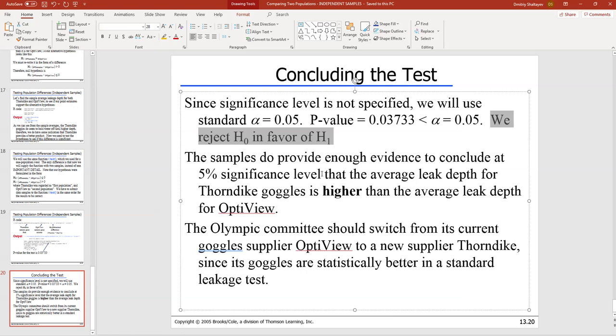I went about 15 minutes over my self-imposed limit, but I guess that's okay. In the next lecture we're going to look at an example where the data, numerical data again, are collected from matched pairs. Okay?